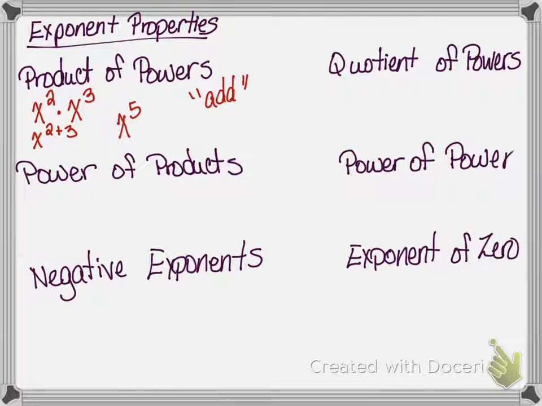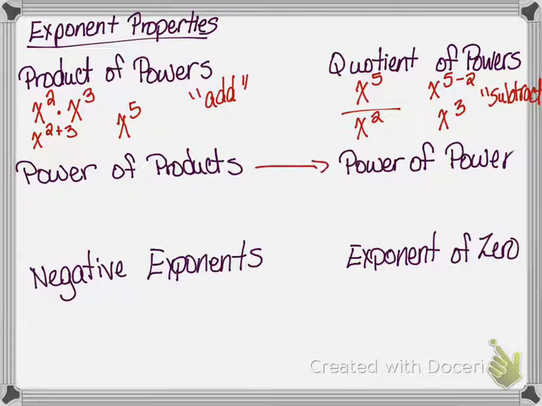Quotient of powers is when I am dividing and they have the same base. What do I do here? Subtract. So it's going to be x to the 5 minus 2, and that's x to the 3rd. So my key word here is subtract.